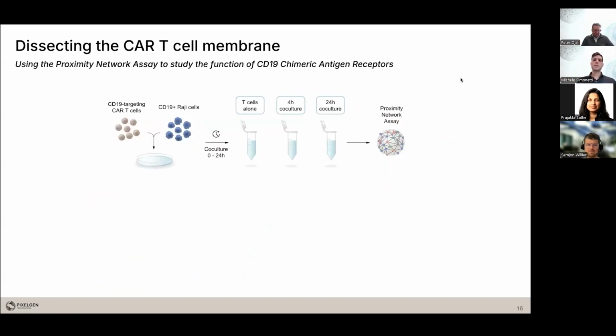But you can also build functional assays. So what you see here, these are CD19 targeting CAR-T cells that are co-cultured with CD19 Raji cells. You can see that you have the T cell alone and two different time points, 4 hours and 24 hours of co-cultures. And then the samples were run using our assay.